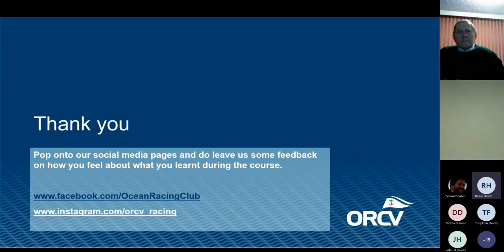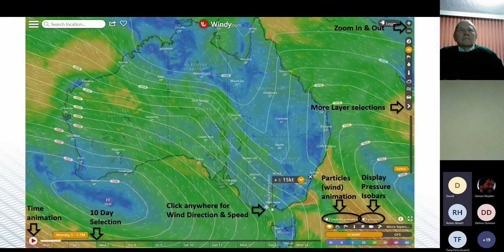Just going back to windy on the slide that you showed before, what's the resolution? If we're sailing in Port Phillip Bay, can you enlarge that so you can see when we're going past Arthur's Seat or when we're going to Port Islington, the difference in the winds? Yep, we can do that. You've got zoom in and out up here, but somewhere there's a plus and a minus, I fancy.